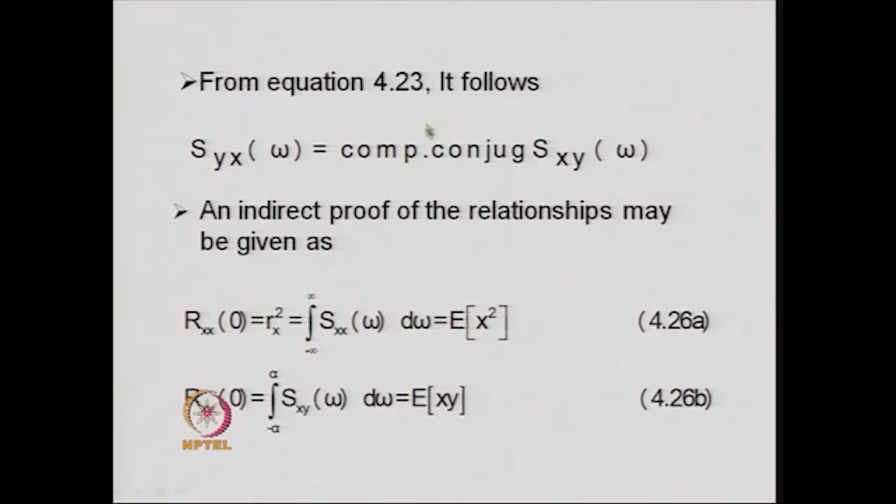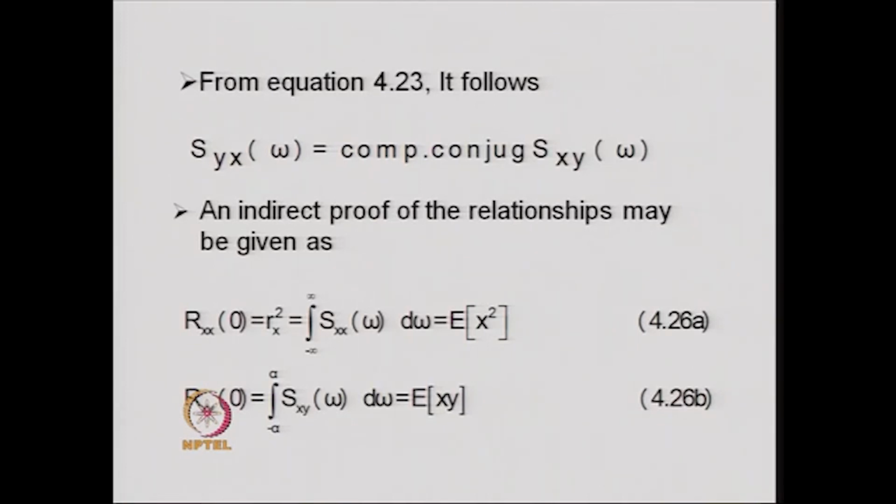Another important thing that I should mention is that Sxy(omega) is the cross power spectral density function between x and y. Similarly, one can have a cross power spectral density function defined between y and x. That is called Syx(omega), and it is nothing but the complex conjugate of Sxy(omega). So, if we know Sxy(omega), you can just take a complex conjugate of that and that would give you the value of Syx(omega). This also can be proved.